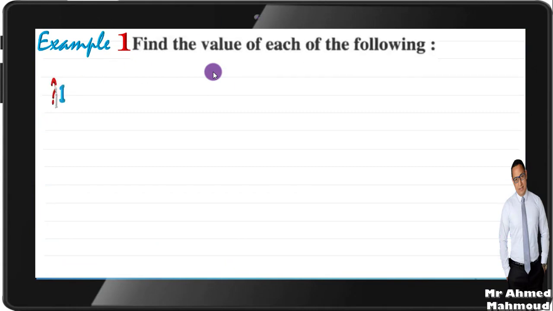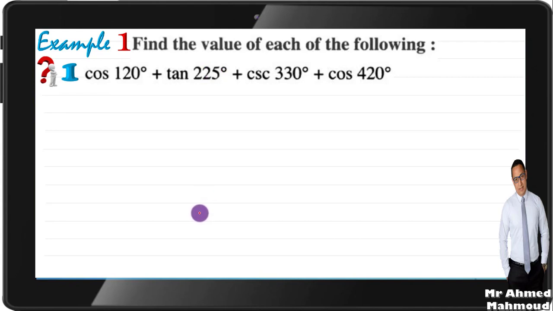Find the value of each of the following: number 1, cosine 120, tan 225, and so on. Now step 1, make all angles less than 360. This is less than 360, this is less than 360, but this one is minus 360, which equals 60. This is the first step. Second step, check the quadrant of each angle. This angle is in the second quadrant, this angle in the third quadrant, this angle in the fourth quadrant, and this is the first quadrant.